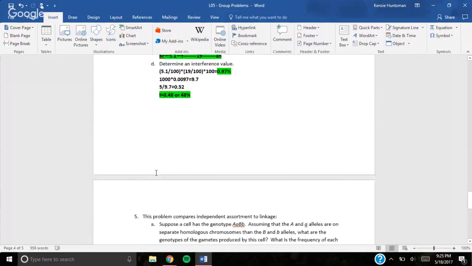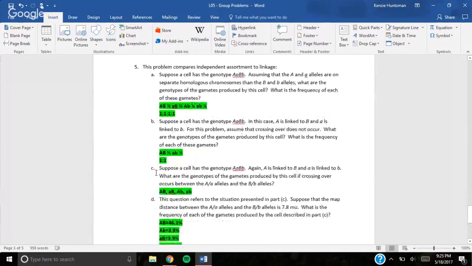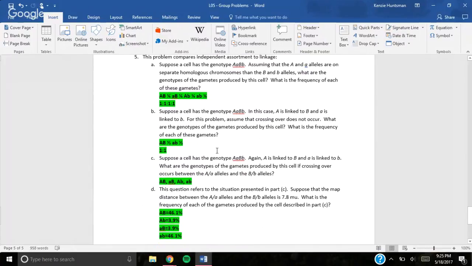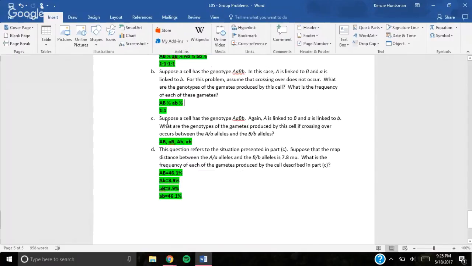Now question 5. For this one, since we're talking about independently assorted genes, we expect a 1-to-1-to-1 ratio of big A big B, little a big B, big A little b, little b little b. So a quarter for each one of those. And suppose those are linked, we would expect half of them to be big AB and half of them to be little ab. So a 1-to-1 ratio on that one as well, but not as many different phenotypes when they're not independently sorted.